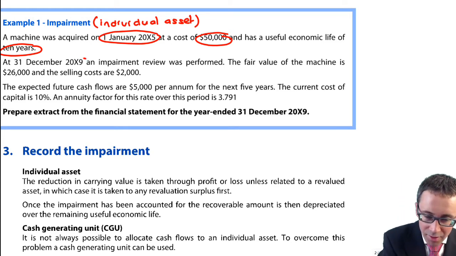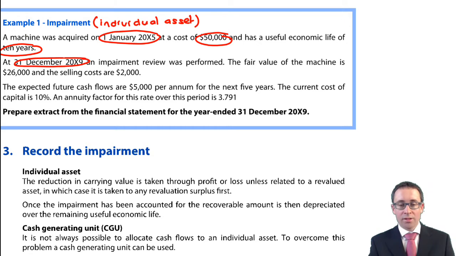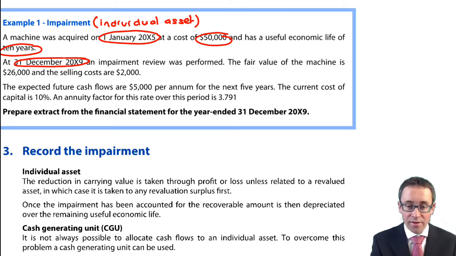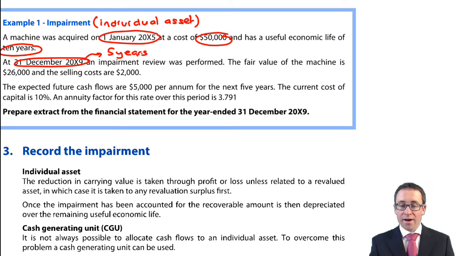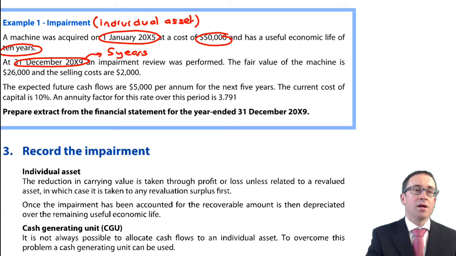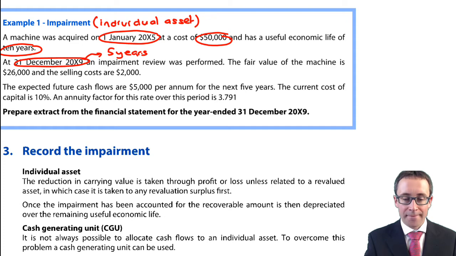December X9, so that's the end of the year. So how many years have gone? X5, 6, 7, 8, 9, 5 years, isn't it? So we are halfway through the asset's life. The fair value of the machine is 26 and selling costs are 2. The future cash flows are 5. And the current cost of capital, the discount rate, is 10%. And taking pity on us, we don't need to work it out. The 10% 5-year annuity factor is 3.791, which you apply to 5,000 cash flows. Okay, shall we have a go?